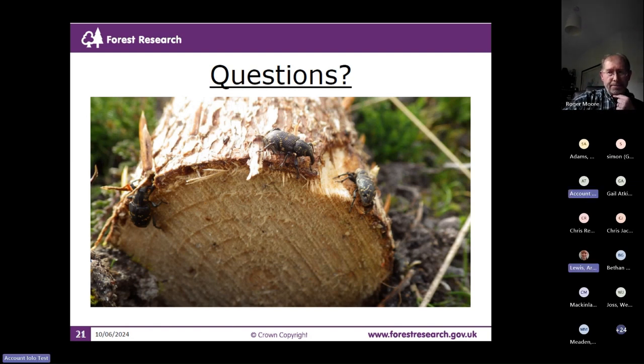Is there an option to use Hylobius pheromones to attract and capture adults away from clear fell and conifer restock sites?